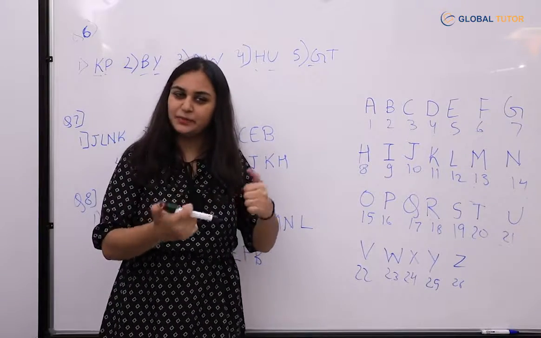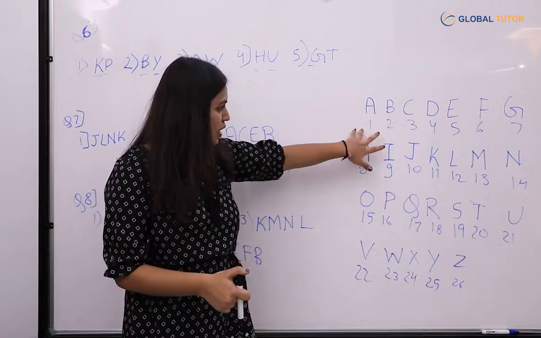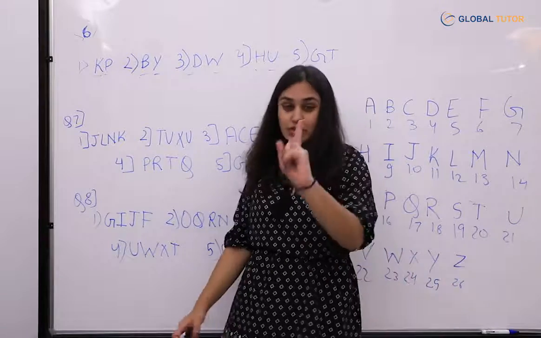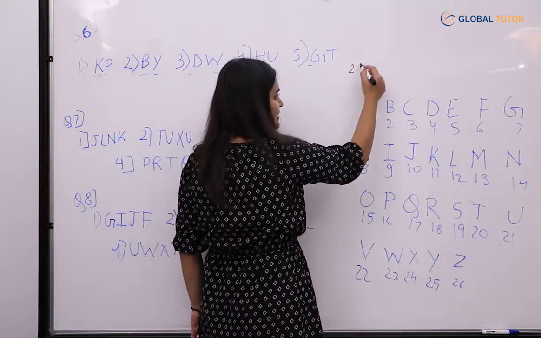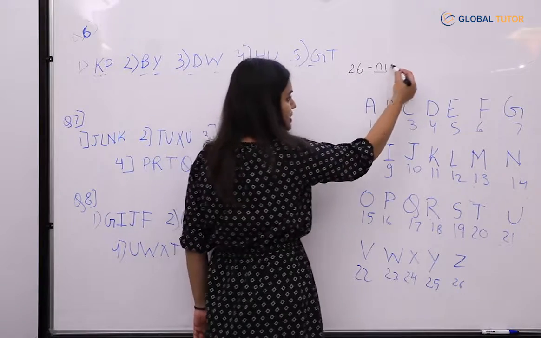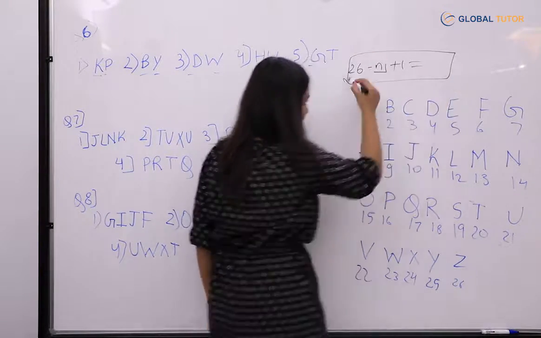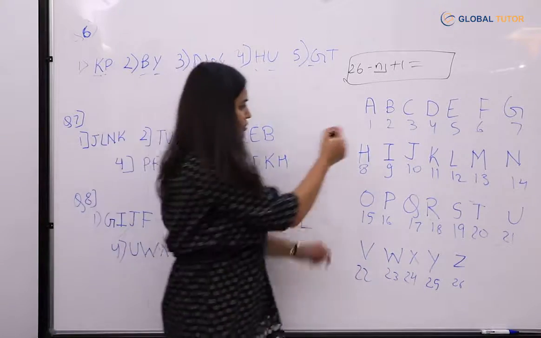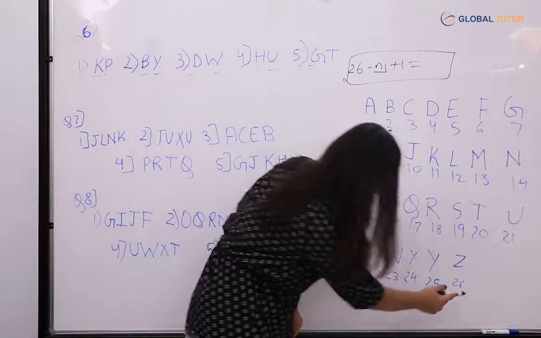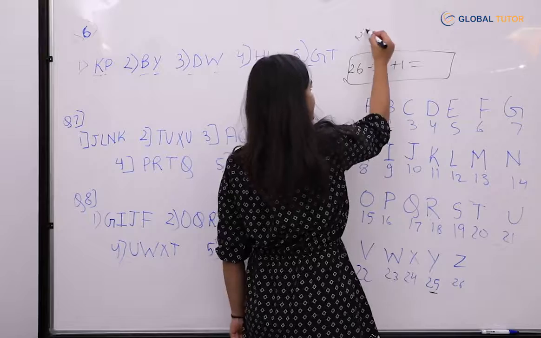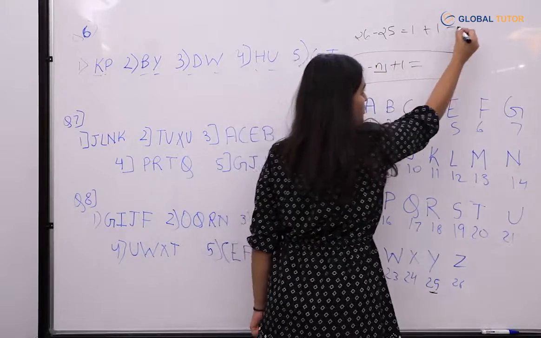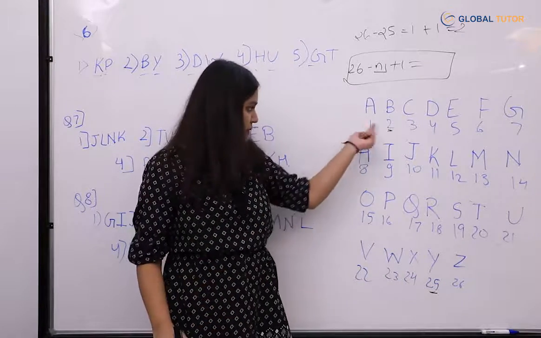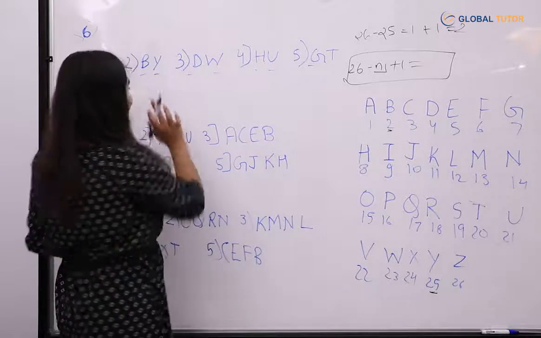In one of our questions in the previous episodes, we talked about how position of the element from the beginning and from the end also matters, and we also discussed the formula, if you remember. 26 minus the position n of the element plus 1 is the final position of the element from the back, from the end. So B is 2. Y is 25, which is 26 minus 25 equals 1, plus 1, which is equal to 2. So 2 and 2, which means both of them have the same position from the beginning and from the end. So for BY we have identified that pattern.